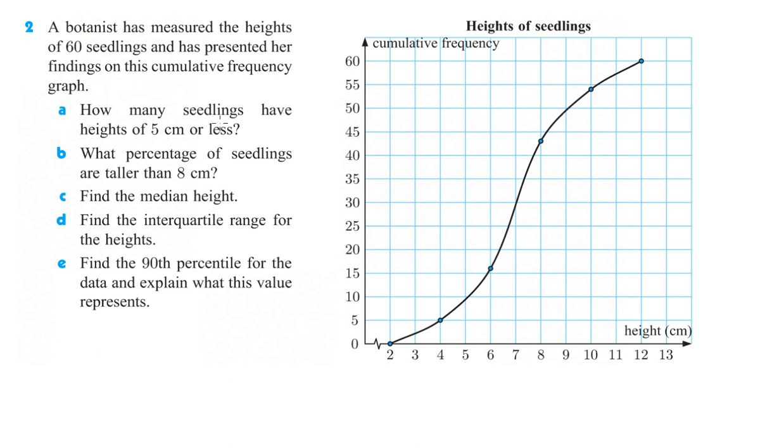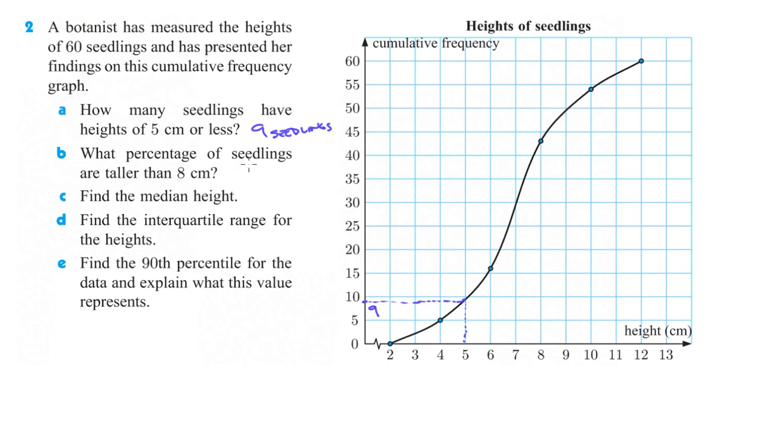A, how many of the seedlings have heights of 5 centimeters or less? So here's our height, 5 centimeters. If we go straight up on that to where it hits, which is about right here, go over to see where that hits over there. It looks like we're at about 9 seedlings.